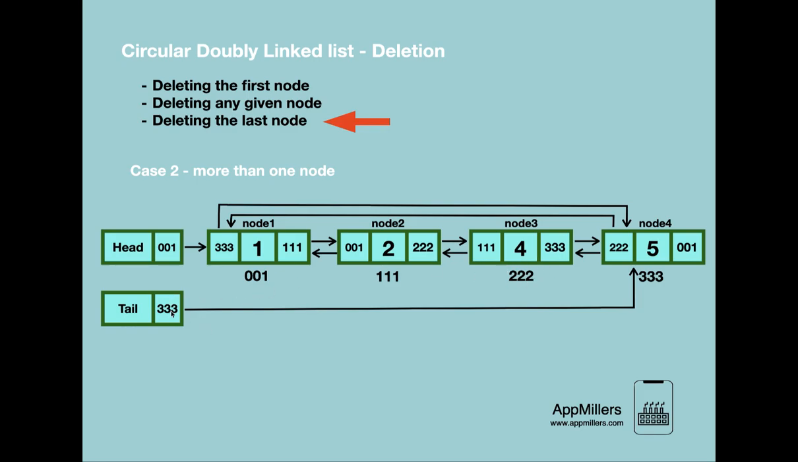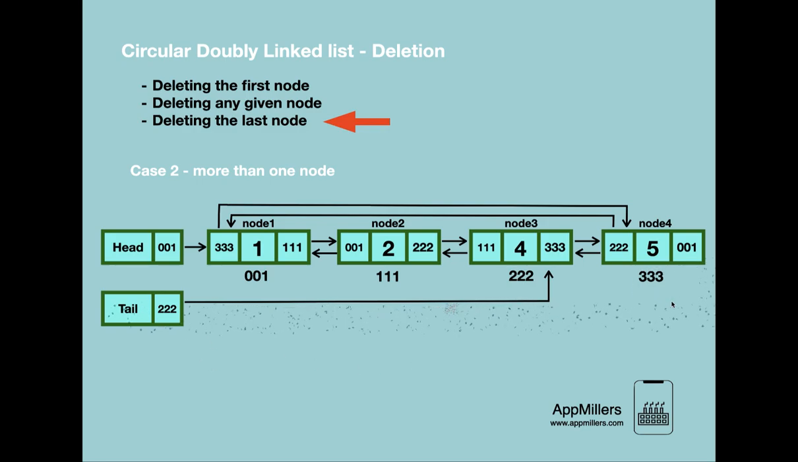So we will set tail to 222 to create a connection between tail and the node before the last node. So we are setting the tail reference to 222 and this creates a link between tail and node 3. By doing so, the link between tail and the last node gets destroyed.